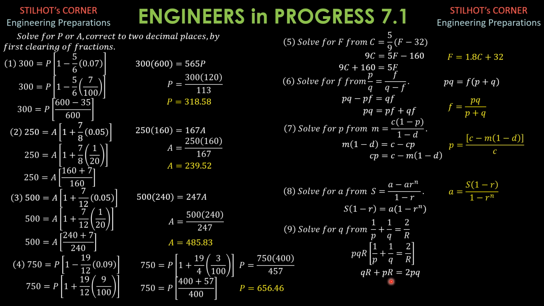Transpose QR to the right, retaining PR in the left side. So PR equals 2PQ minus QR. Then factor out Q from the right side. So PR equals Q quantity 2P minus R. Then divide everything by 2P minus R. Then we can now derive Q, which is PR all over 2P minus R.